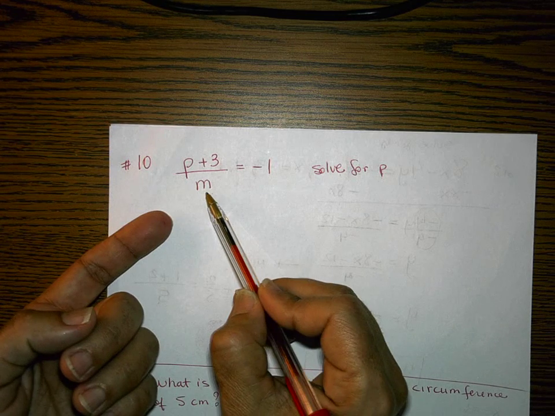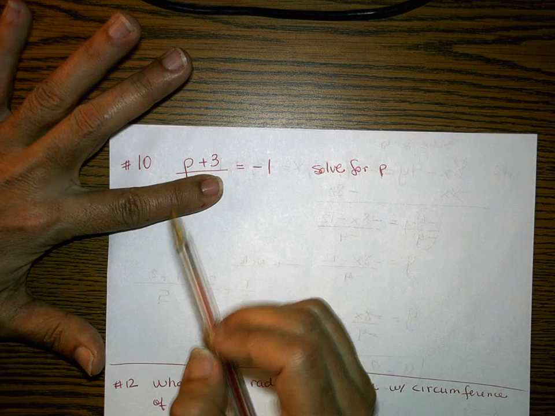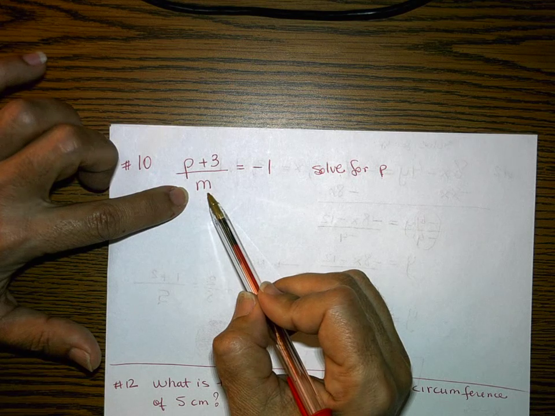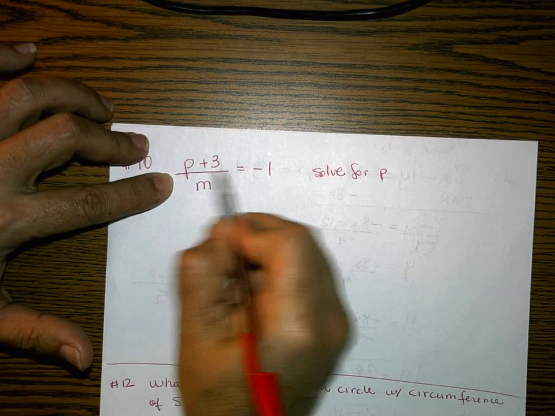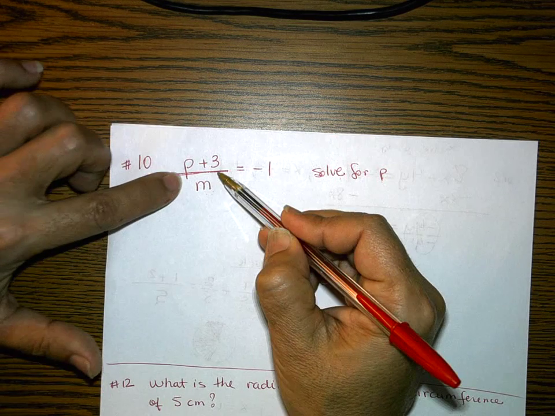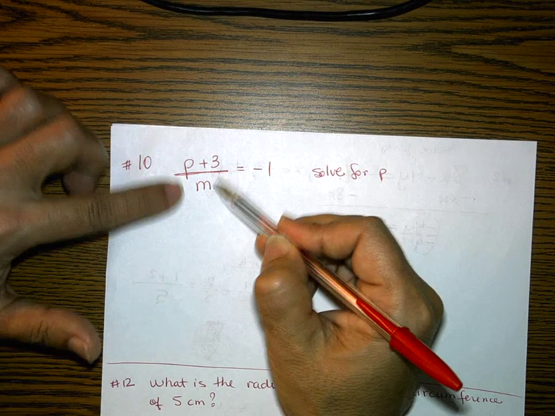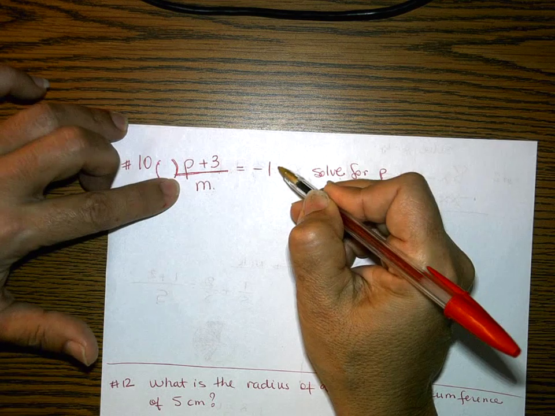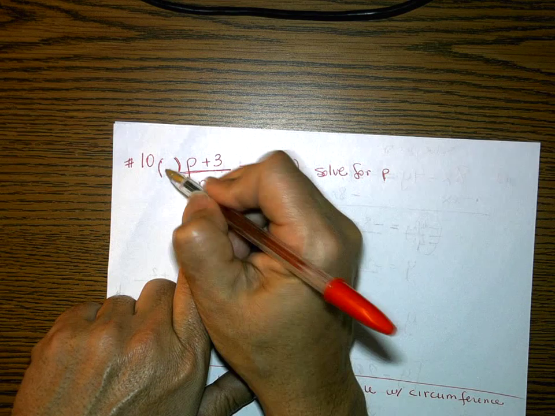If this denominator was not here, it would have been so easy, because all I had to do was subtract the 3, and we would be done. But the denominator is here, and it's p plus 3 divided by m. A fraction is a division, dividing by m. The opposite of division would be multiplication. So I will multiply both sides, on the left and on the right, by that denominator that I'm trying to get rid of. So I'm going to multiply by m.